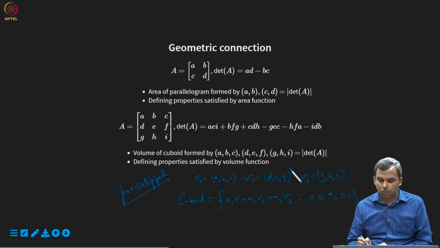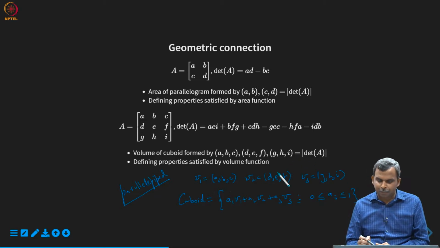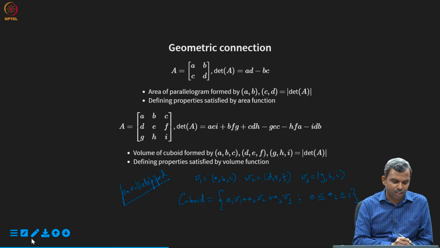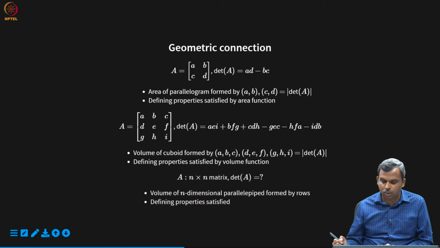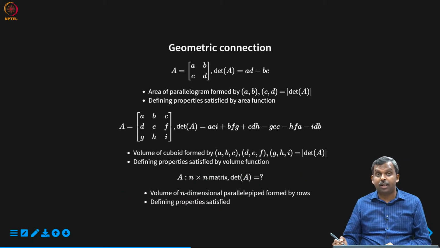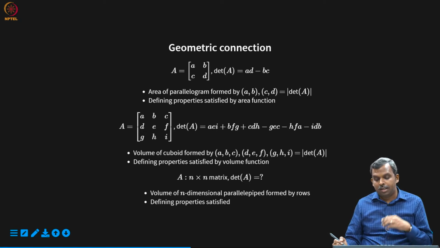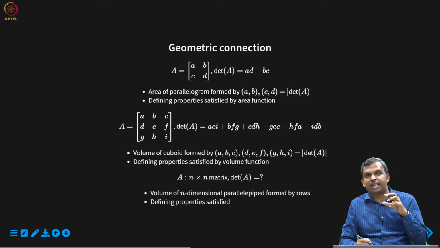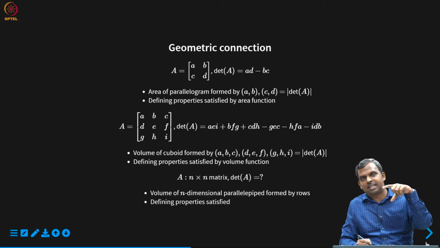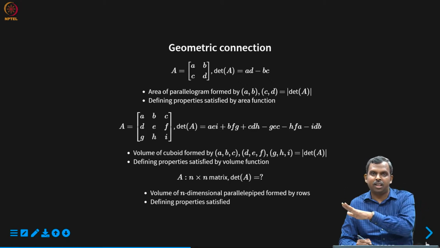Okay, so this is a nice geometric connection, and one can extend this to n dimensions also. If you do the n by n determinant of A, I haven't really talked much about it, but the volume of the n-dimensional parallelepiped formed by the rows satisfies all these defining properties. So if you imagine the parallelogram, and look at row scaling, what am I doing? I'm keeping one vector the same, the other vector gets scaled by something. So clearly the area will also get scaled.